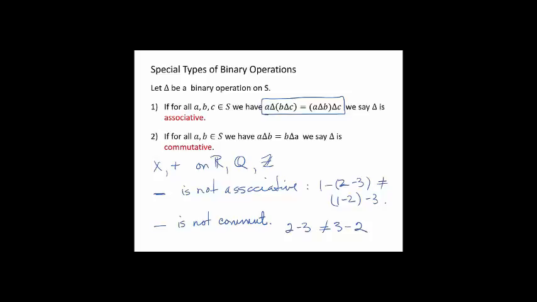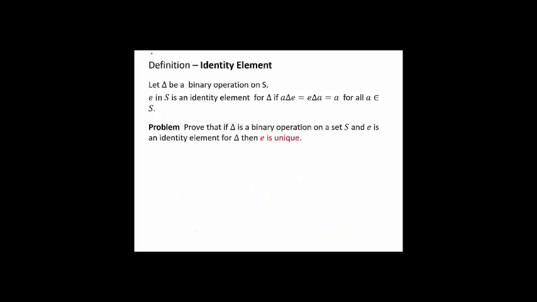And that's it. Now we have the definition of an identity element. Let delta be a binary operation on S. E in S is an identity element for delta if A delta E equals E delta A equals A. In other words, if you operate with E on either side of any element, you just get the element back again. The identity element commutes with every element in the set, and it always gives back that element.